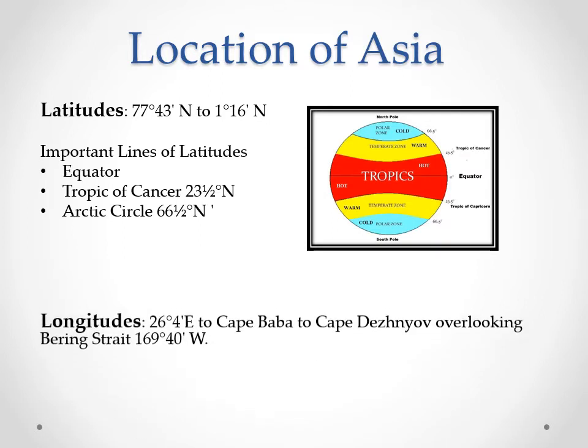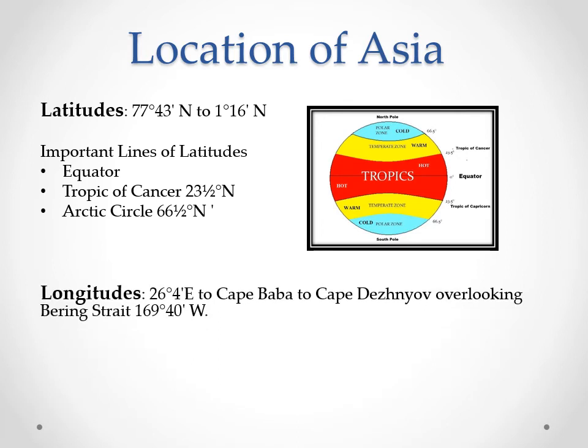Longitudinally, it stretches from 26 degrees 4 minutes east at Cape Baba to Cape Dezhnev, overlooking the Bering Strait, at 169 degrees 40 minutes west. So, most of Asia lies in the eastern hemisphere and a small portion of Russia lies in the western hemisphere. To avoid a difference in time within the same country, the International Date Line curves as it passes through the Bering Strait.